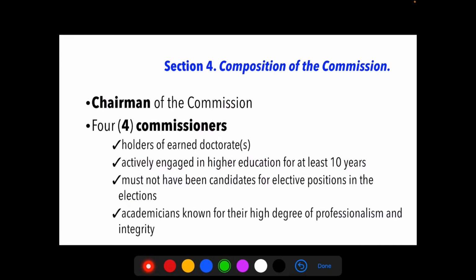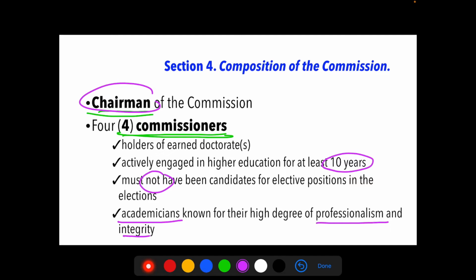Next one, still in Section 4. The President shall also appoint a chairman of the Commission and 4 commissioners. So 1 chairman and 4 other commissioners who will be holders of earned doctorates and who have been actively engaged in higher education for at least 10 years and must not have been candidates for elective positions in the elections immediately preceding their appointment. They shall be academicians known for their high degree of professionalism and integrity, and who have distinguished themselves as authorities in their chosen fields of learning. Also take note that in no case shall any of the commissioners appoint representatives to act on their behalf.